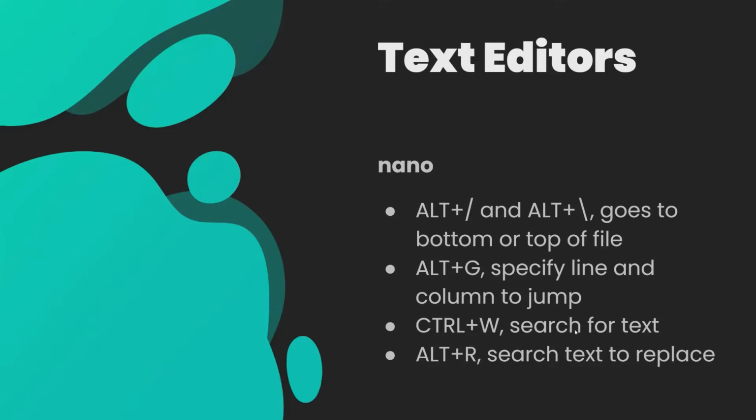And Control-W searches for text in the file. Note that it's capital G. So that means you would actually be holding Shift in addition to G with Alt. So yeah, the case actually matters here. And Control-W searches for text, and Alt-R searches for text that you want to replace.